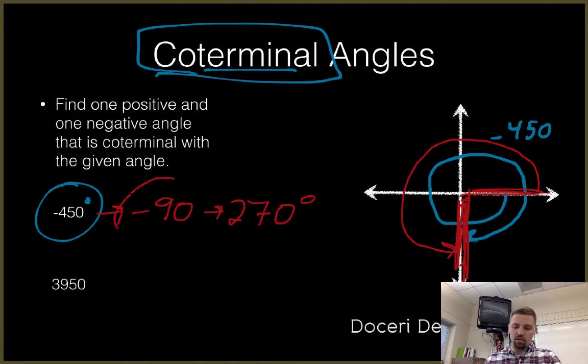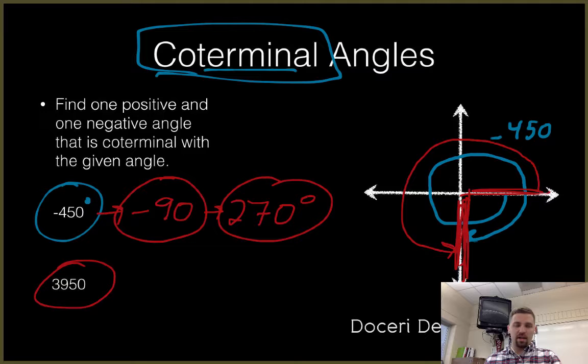So here are a couple coterminal angles to negative 450, but there's an infinite number of coterminal angles for any angle, because you could just add or subtract full circles continuously. So we're not going to do this last one here, but 3950, if you wanted to know where that landed in the circle, you would just subtract 360 a bunch of times until you got to an angle that fit inside of the circle here.